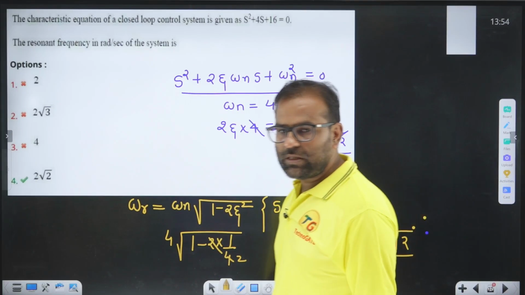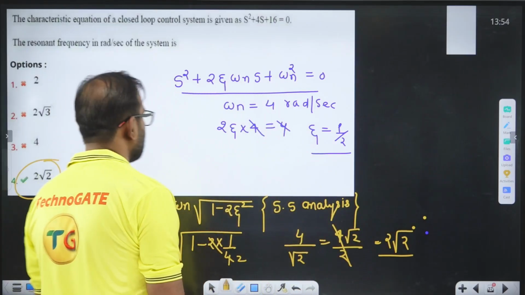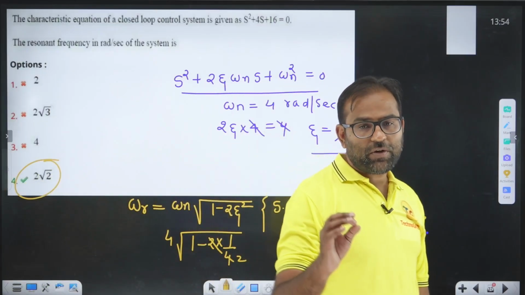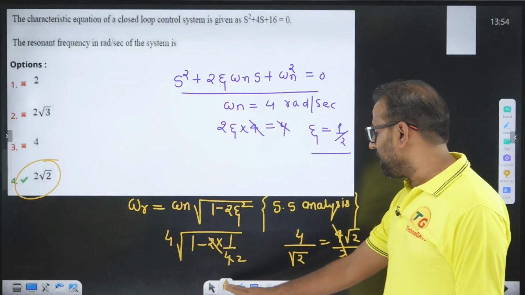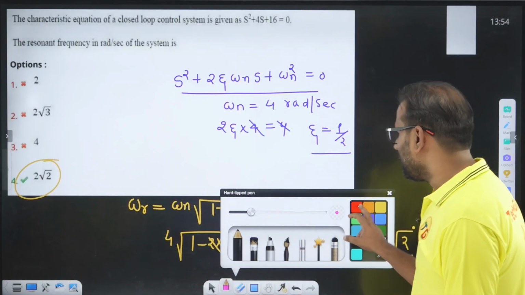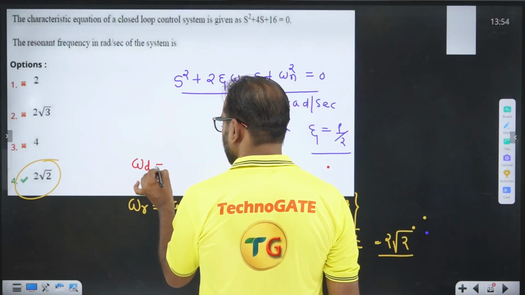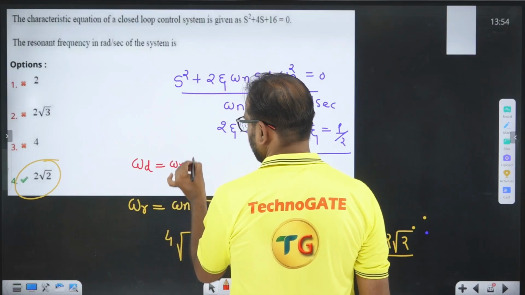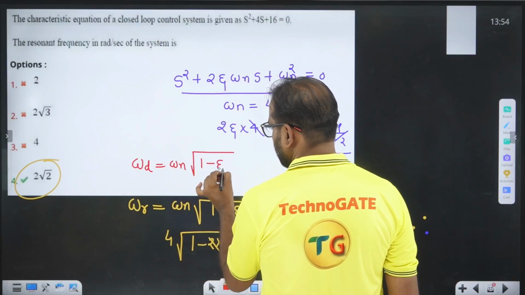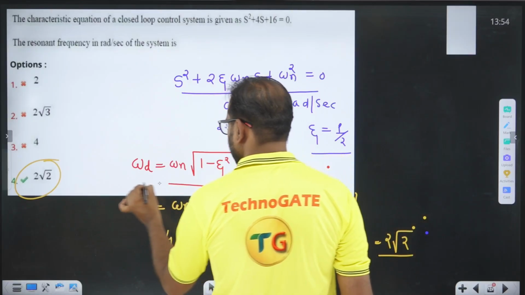2 under root 2 is the correct answer. So this is the correct answer. Always remember, resonant frequency and damping frequency are two different things. Don't calculate the damping frequency. What is damping frequency? The damping frequency is given by omega d equal to omega n root of 1 minus zeta square.